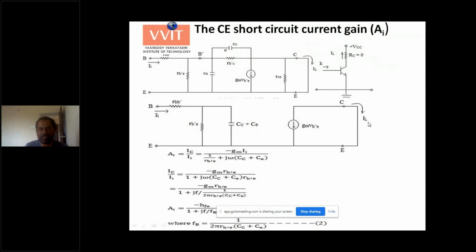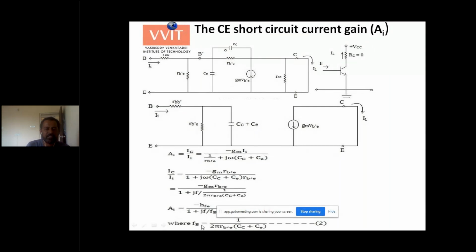The current gain is defined as IL by II, output current divided by input current. Since there are capacitance terms, obviously the gain becomes a function of frequency. Finally, this is the expression for current gain. In simple terms, you can write A as minus HFE divided by 1 plus j times f over f beta. Here f is the operating frequency, the frequency of the input signal.